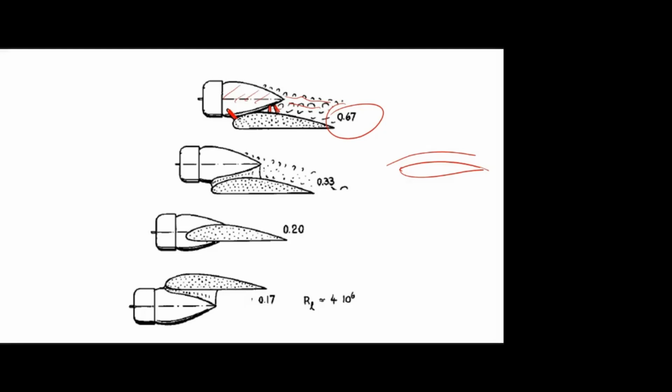Then they removed this strut. Instead, they went for the fairing. With that, they reduced the drag to 0.33. Then they moved the position. Now they merged both the wing and the engine. So it is reduced a little bit, because it was very thick. Now the thickness is reduced on the upper surface. So the drag is further reduced to 0.2.